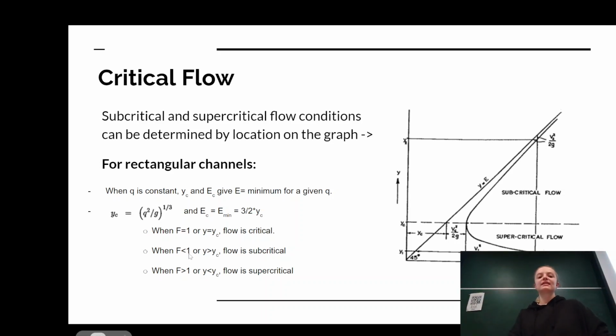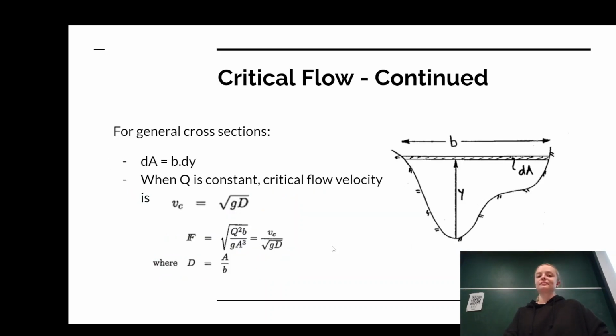When the Froude number is less than 1, or when y is greater than the critical flow depth, flow is subcritical. And remember that subcritical flow is going to be thicker. And then the opposite is true for our supercritical. Okay, continuing on with our concept of critical flow.